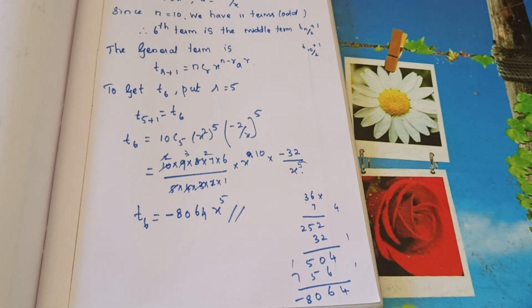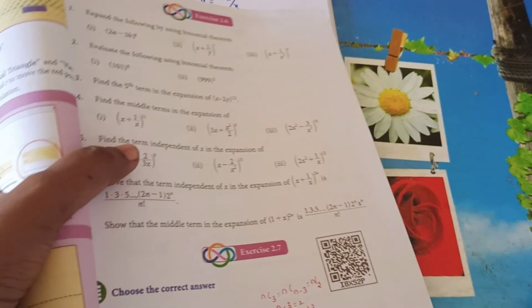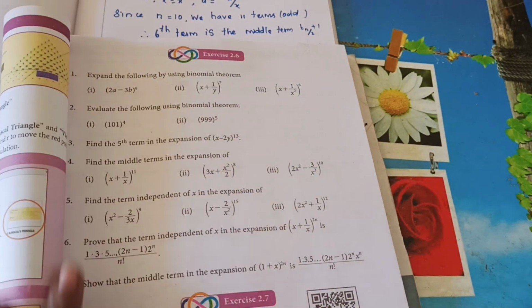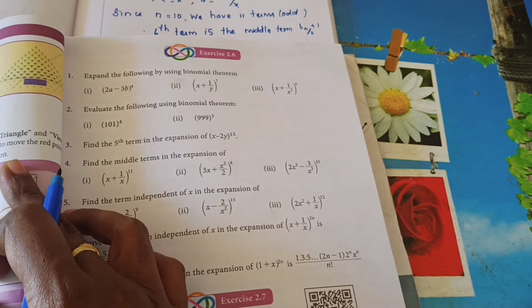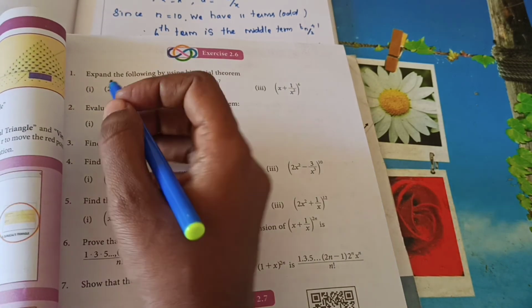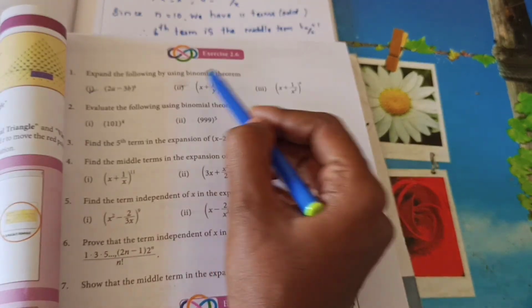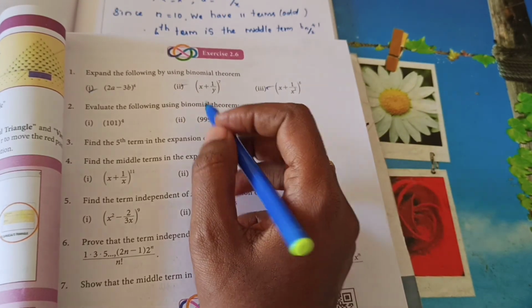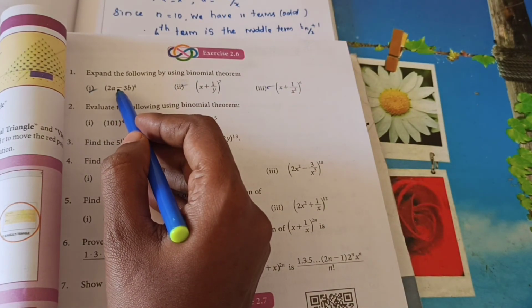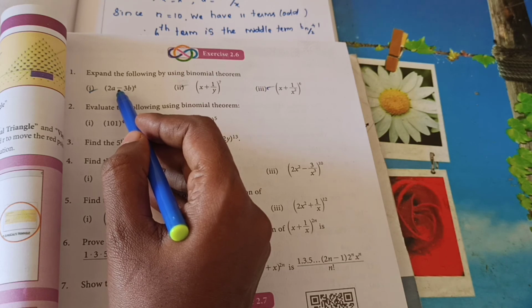So now it's time to give the homework for you. All of you take your book. Exercise 2.6. Take down the homework please. Take down your homeworks please. First Roman homework 1, 2, 3. Here, when you are comparing with (x plus a) the whole power n, together with the symbol you need to take.